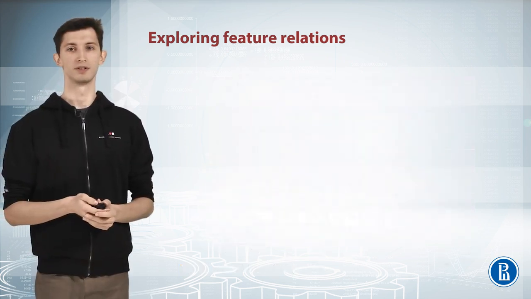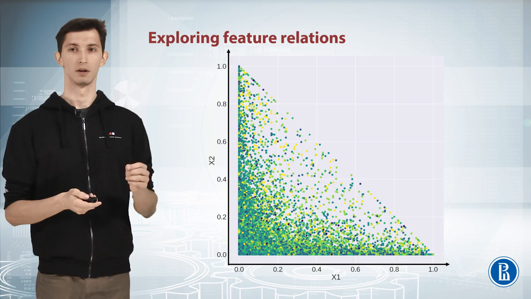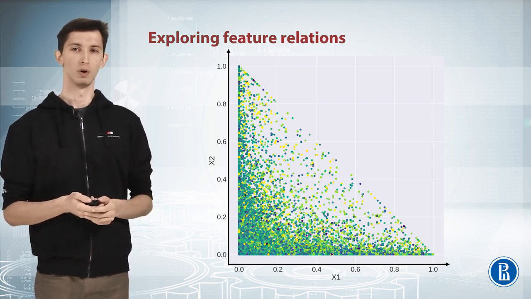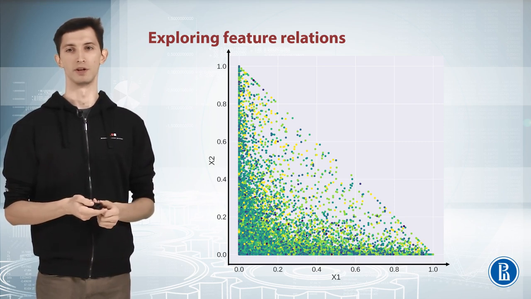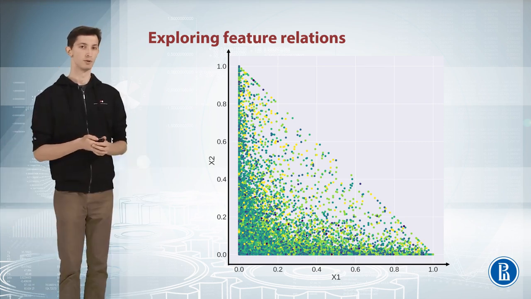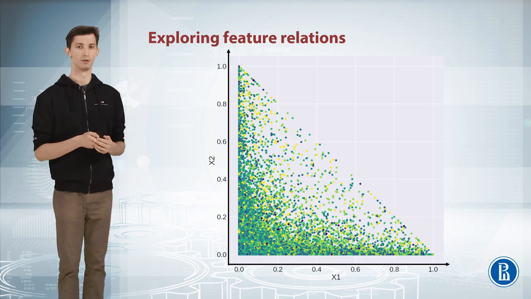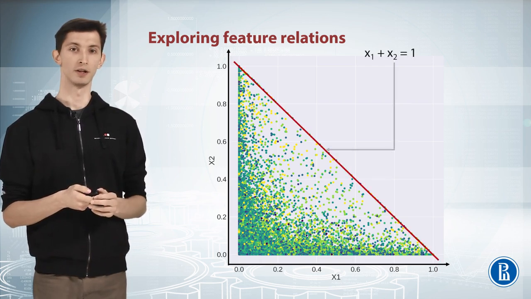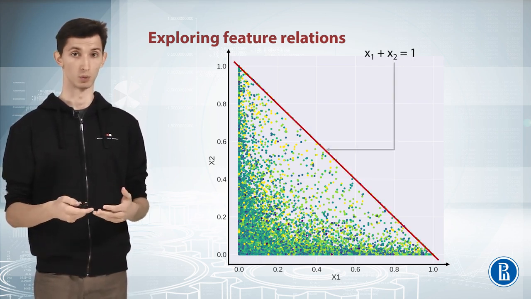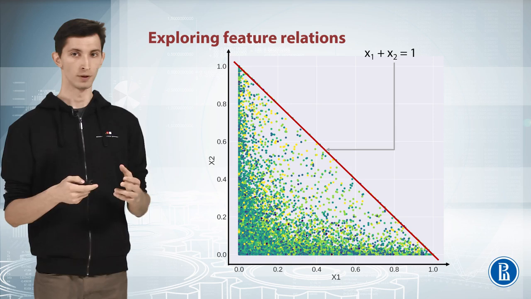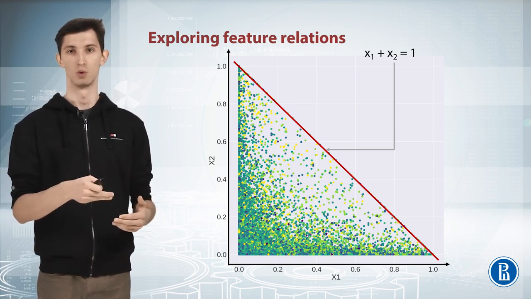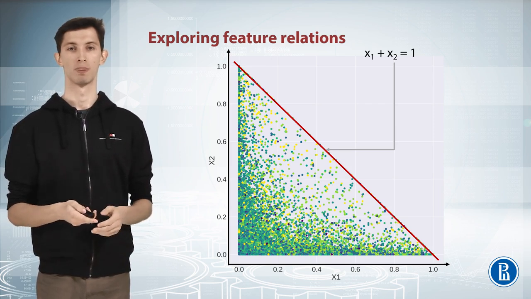Now take a look at this scatter plot. Say we plot feature x1 versus feature x2. What can we say about their relation? The right answer is x2 is less or equal than 1 minus x1. Just realize that the equation for the diagonal line is x1 plus x2 equals 1, and for all the points below the line, x2 is less or equal than 1 minus x1.